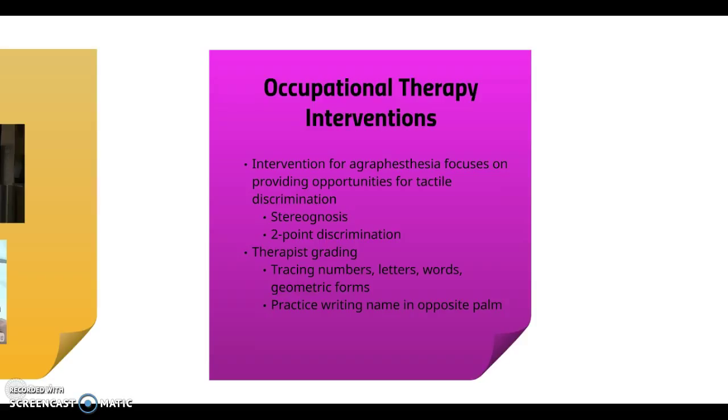So, occupational therapy interventions. Intervention for graphesthesia focuses on providing opportunities for tactile discrimination. Stereognosis and 2-point discrimination are 2 examples of tactile discrimination that the occupational therapist can work on to improve graphesthesia. The therapist grades the intervention by tracing numbers, letters, words, and geometric forms such as circles, squares, and triangles into the palm of the patient's hand. In some cases, the therapist will also have the client write their own name in their opposite palm with their fingertip.